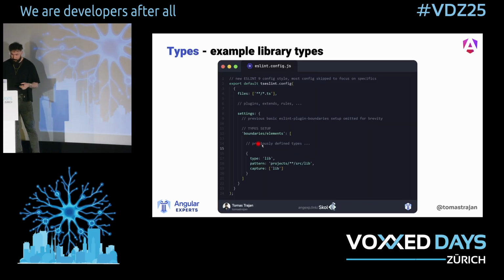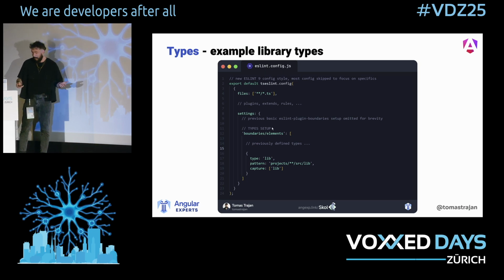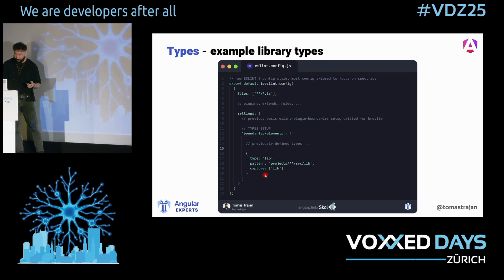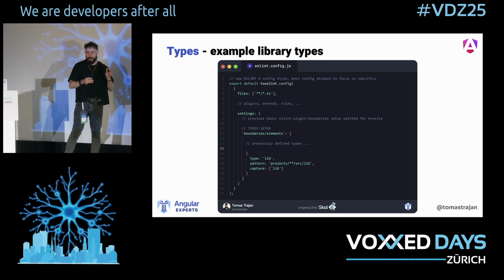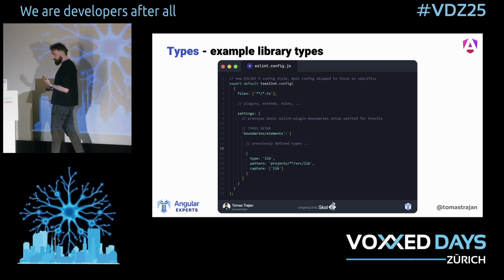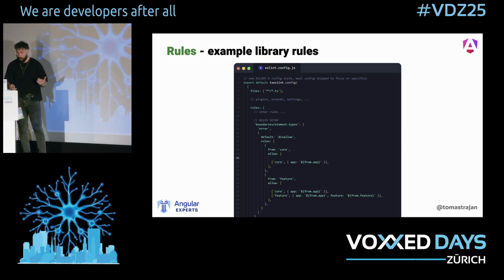So here we have collapsed all the previously defined types. Now we define type library. And we say, if it's in projects, then there is a library name, if it's source lib. And that's the cool thing with the Angular setup, that automatically we can recognize them because apps have source app and libs have source lib. So we don't have to do anything special. It helps us to recognize that it's a library. And because we have this new type, again, we can say, okay, so core can import from core from the same app or from the library, right?